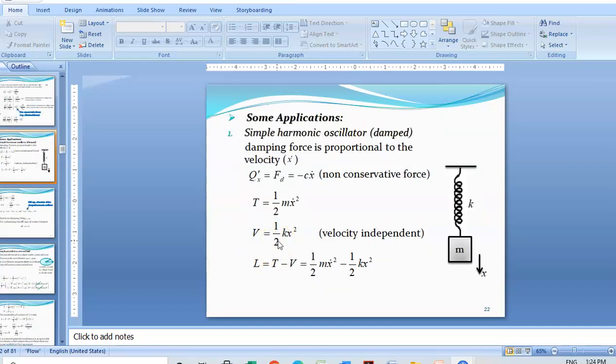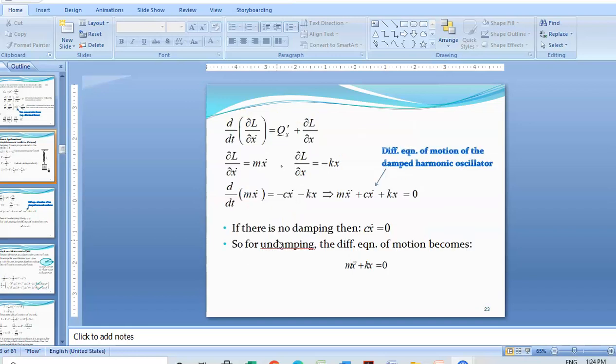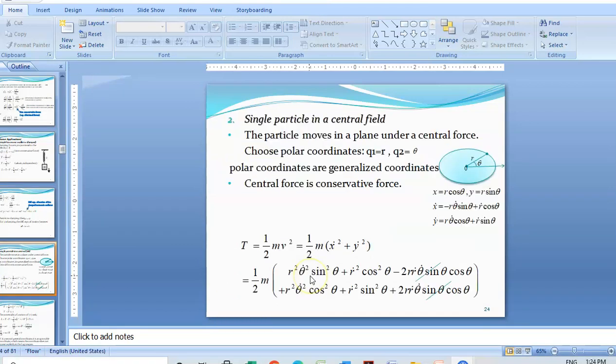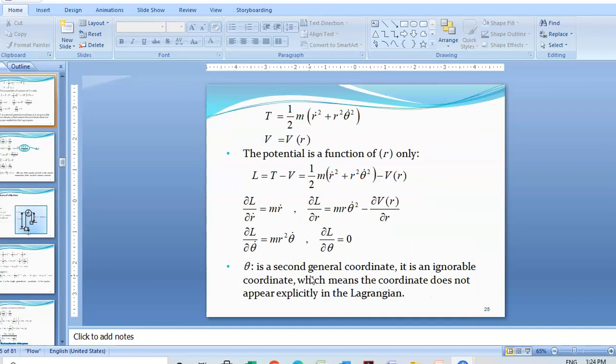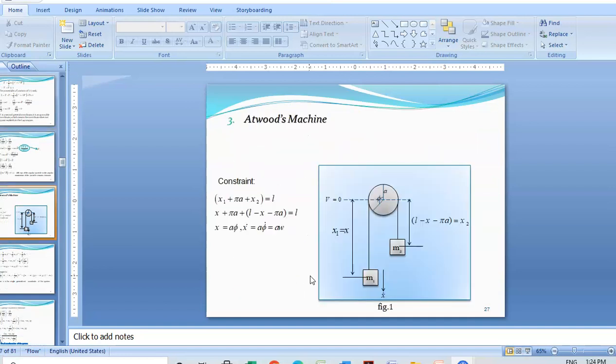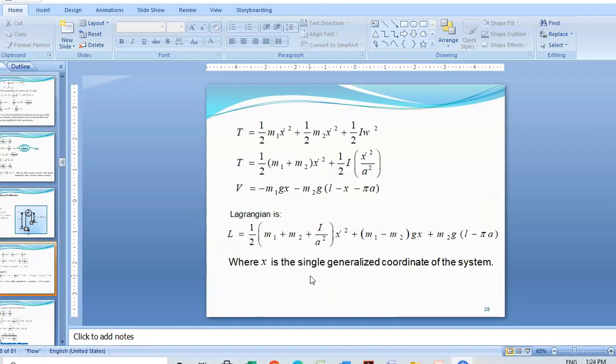These are some examples. Simple harmonic oscillator: we know that F is equal to kx. With the non-conservative force and velocity independent, we can derive the Lagrangian equation for this simple harmonic oscillator. Then a single particle in a central field. All those things can be derived from the Lagrangian equation.